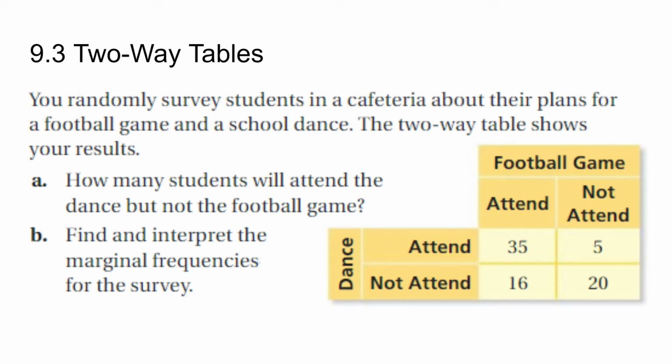Here it says find and interpret the marginal frequencies for the survey. So if we were to add them up, we would see that 36 students did not attend the dance. 40 students did attend the dance. 25 students did not attend the football game. And over here, we could see that 51 students did attend the football game.